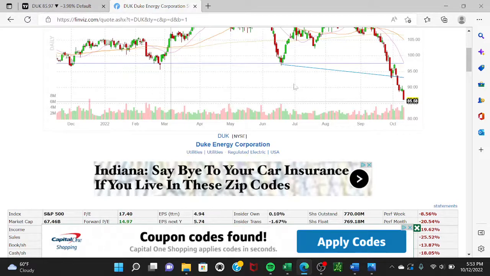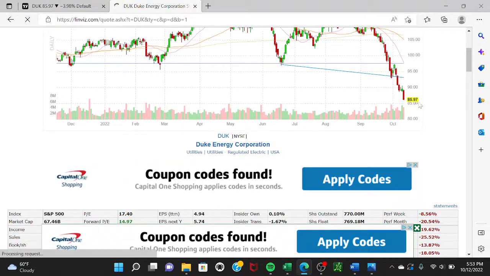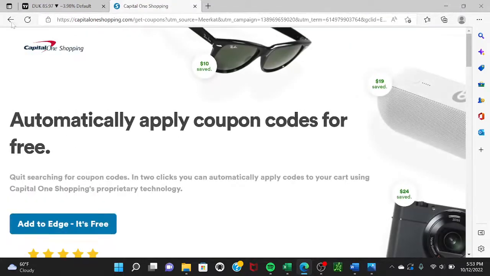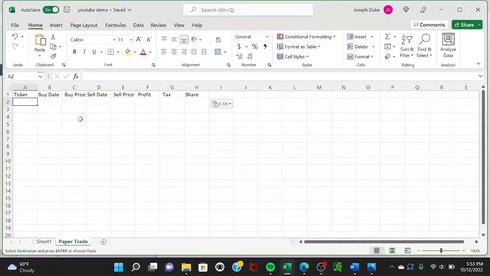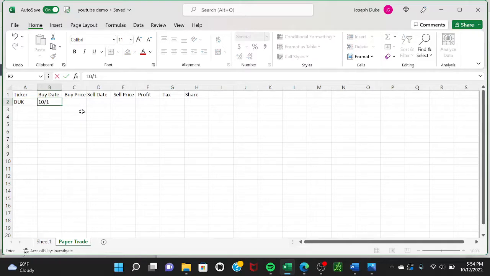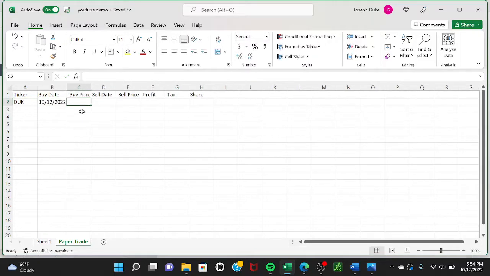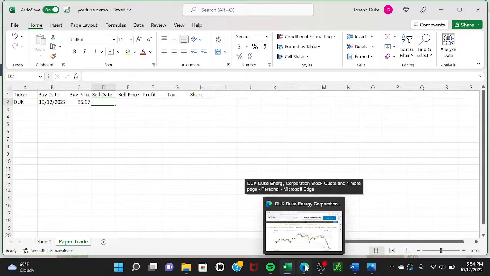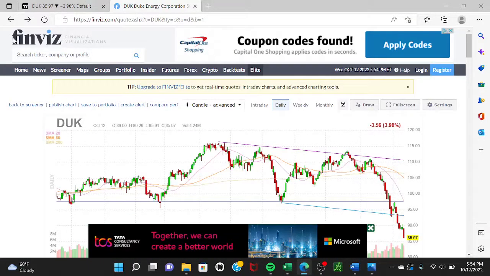That's what I want. I want the closing price. 85.97. So let's put that in. Ticker, UK. Today's date. 85.97. This will give you repetition too of what our sell price is going to be, right? What are we looking for? 85.90. That's correct. Okay.